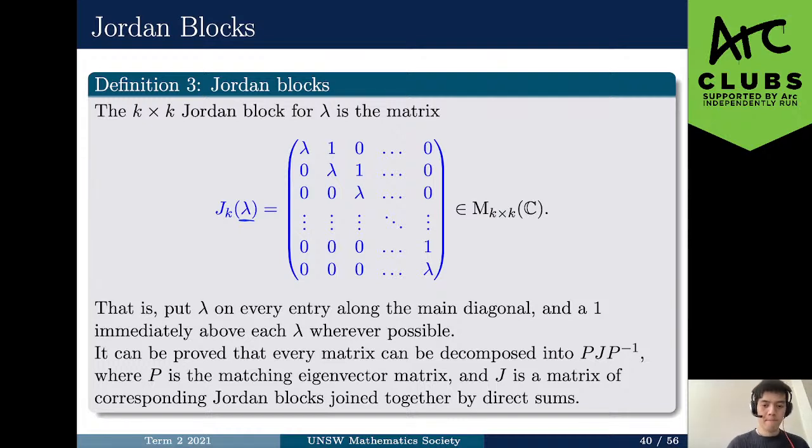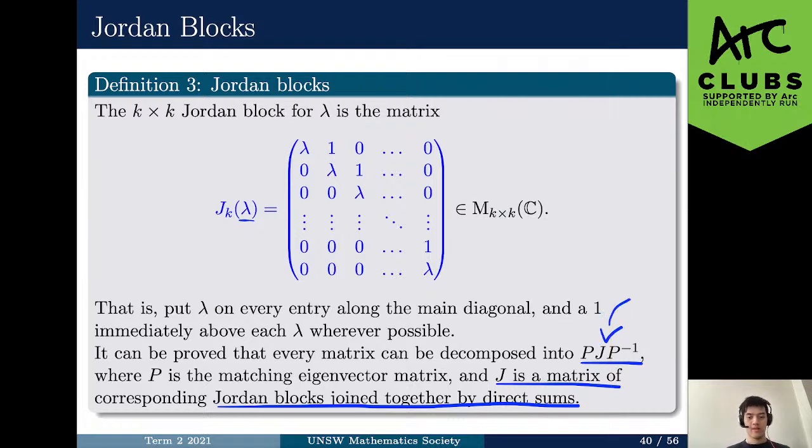It can be shown that every matrix can be decomposed into this form. This is just like your diagonalization. In this case, J is a matrix of Jordan blocks joined together by direct sums. I guess we'll see that a bit more in the next few slides. Right, this is a Jordan block. In this case, J here is a Jordan matrix.